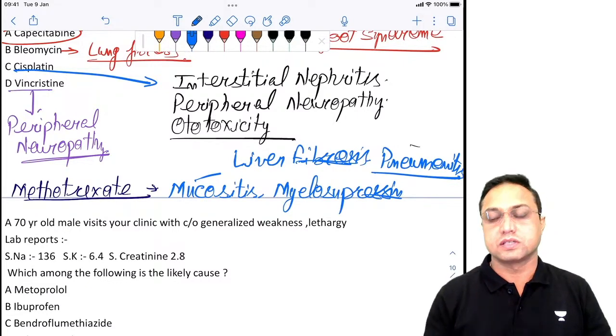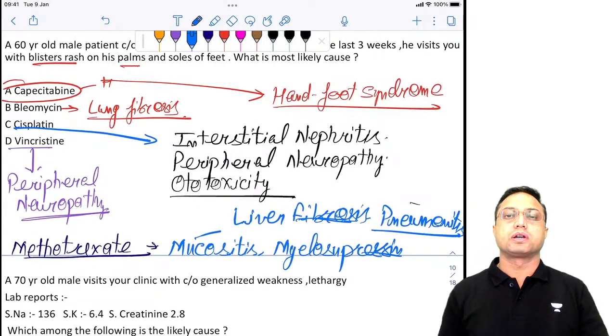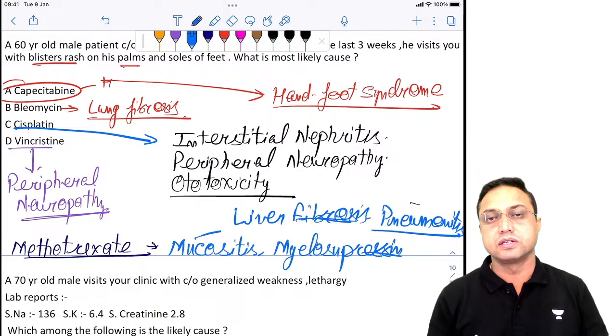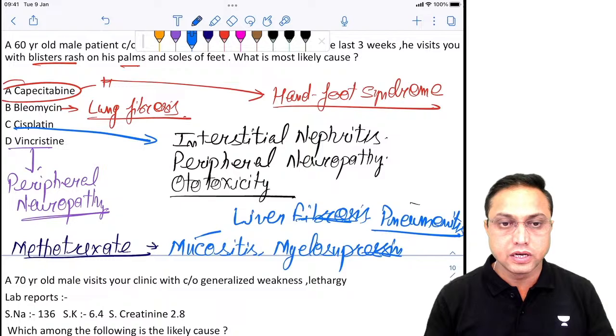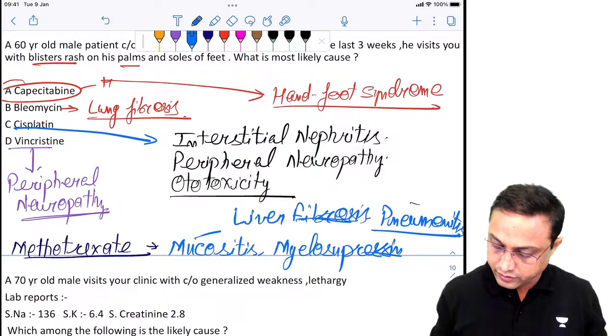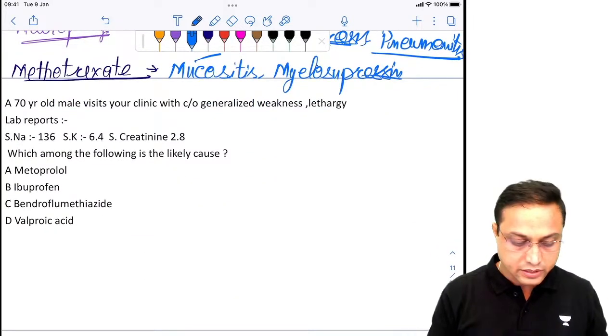So these are some of the important anti-cancer drugs whose side effects need to be remembered all the time. These anti-cancer side effects should be on your fingertips. Okay, so let's proceed to the next question.